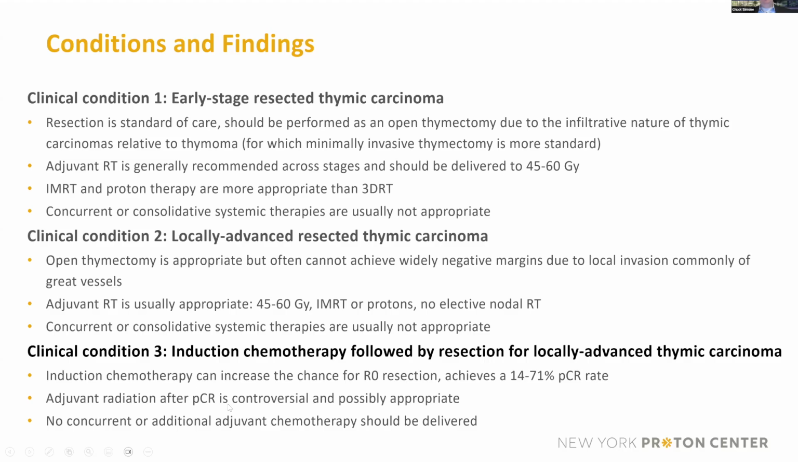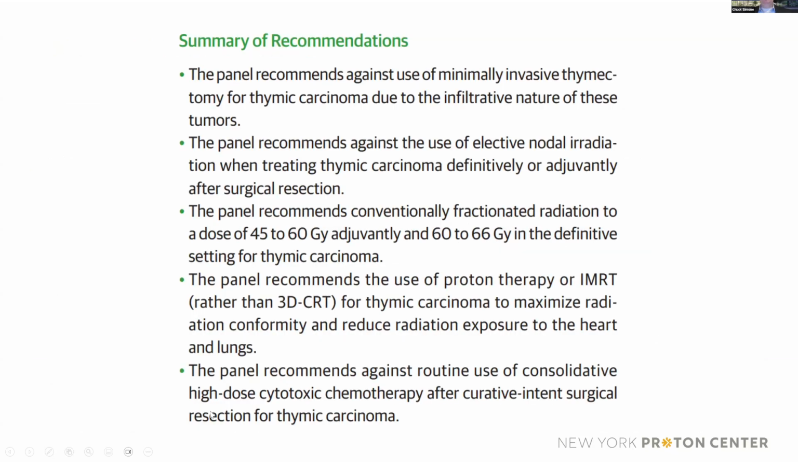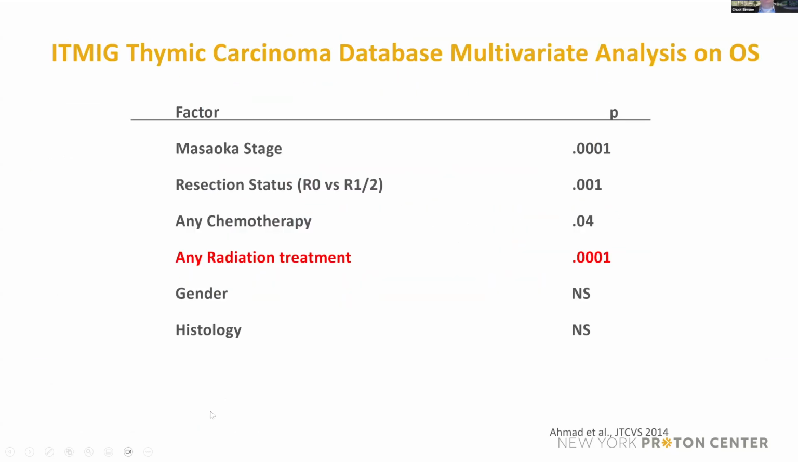If there's a pathologic complete response to induction, really there's no evidence to give radiation. You can consider it on a case-by-case basis in those patients. If they're truly unresectable, definitive chemoradiation should be delivered to 60 plus gray. And then for pleural disease, we recommended a variety of things from pleural metastasectomy to SBRT. I'll come back to hemithoracic radiation in just one minute, but we generally would not recommend it off study.